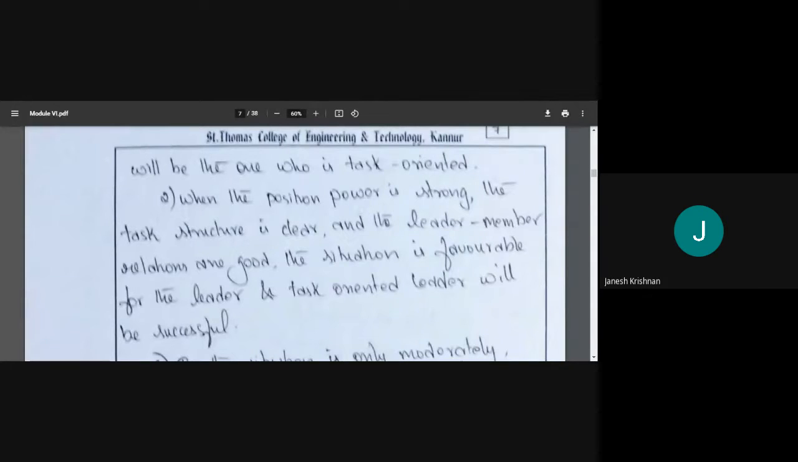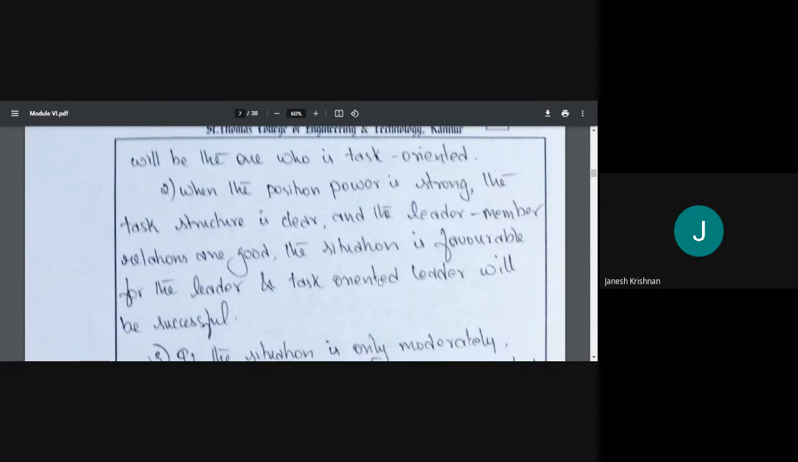Here, again, task oriented leaders will be successful. So you can see whether tasks are done or not. Here also you can go for the task itself. You are having good relations also, so there's no problem in that. So here also you can follow a task oriented leadership style. Right? So if everything is bad, task oriented. If everything is good also, task oriented leadership will be better.